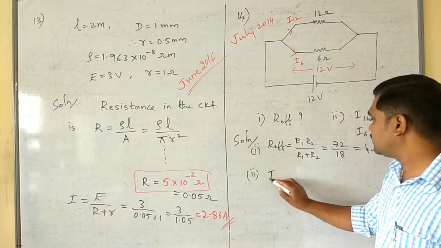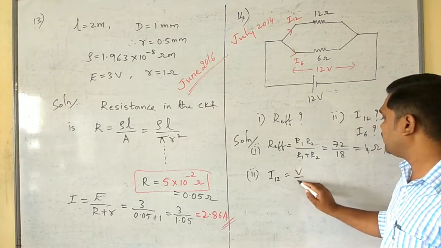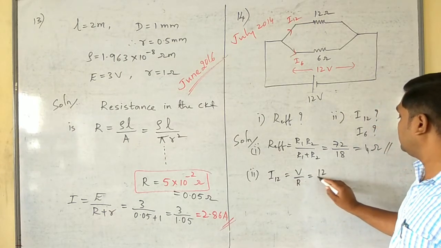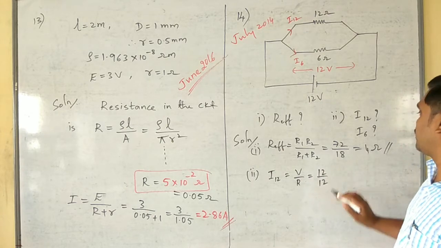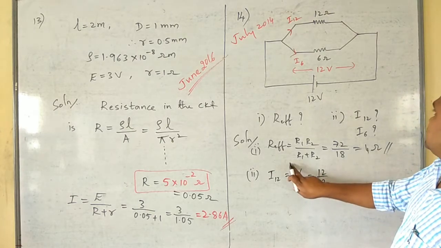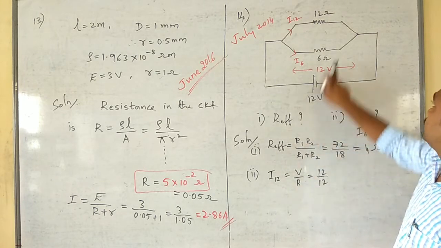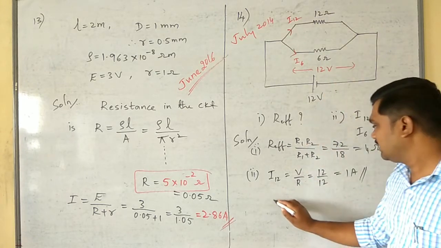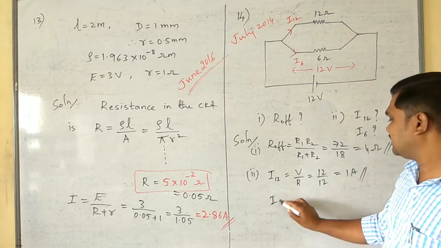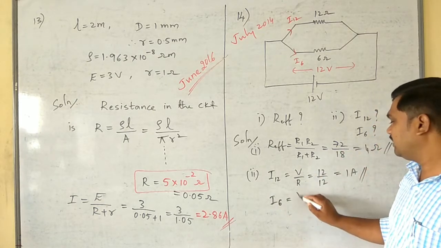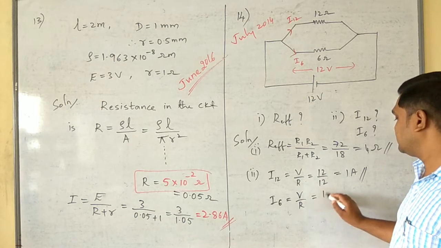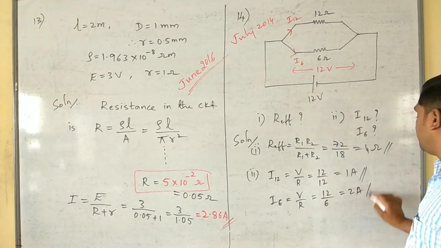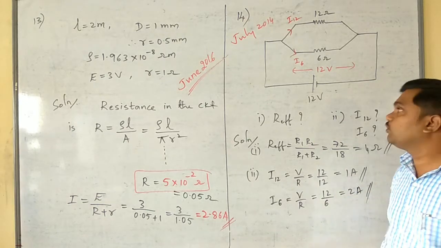Therefore, I12 is given by V divided by R. V is how much? 12. R is how much? 12. 12 by 12, 1 ampere. And I6 is given by, again, V by R. V is 12 and R is 6, which gives us 2 ampere. 1 ampere and 2 ampere.